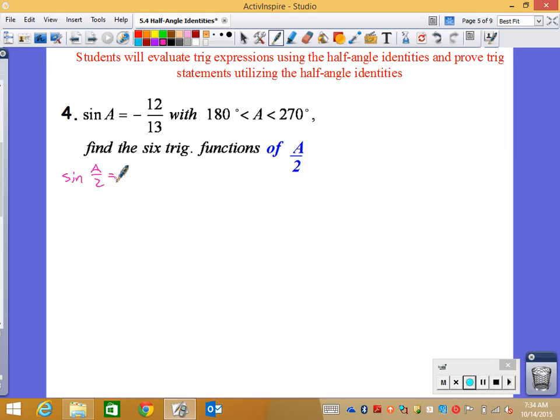The sine of A over 2 is, using my identity, plus or minus the square root of 1 minus cosine A, divided by 2. Now I have sine, but I need to have cosine. So I'm going to draw a picture with a triangle and figure out what my other trig functions are of A. Since it's sine, I have a negative 12 in the opposite, 13 hypotenuse, which makes negative 5 the x. So the cosine of A is negative 5/13.